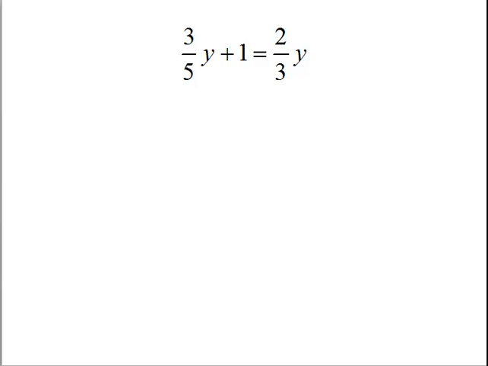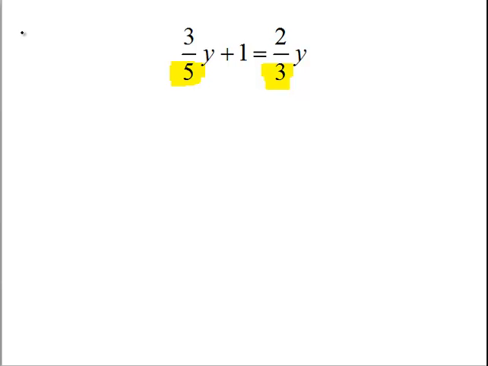We're asked to solve this problem and we notice that it has fractions. So in order to solve this equation, we're going to start by clearing fractions. So let's take a look at our denominators. We have 5 and we have 3.